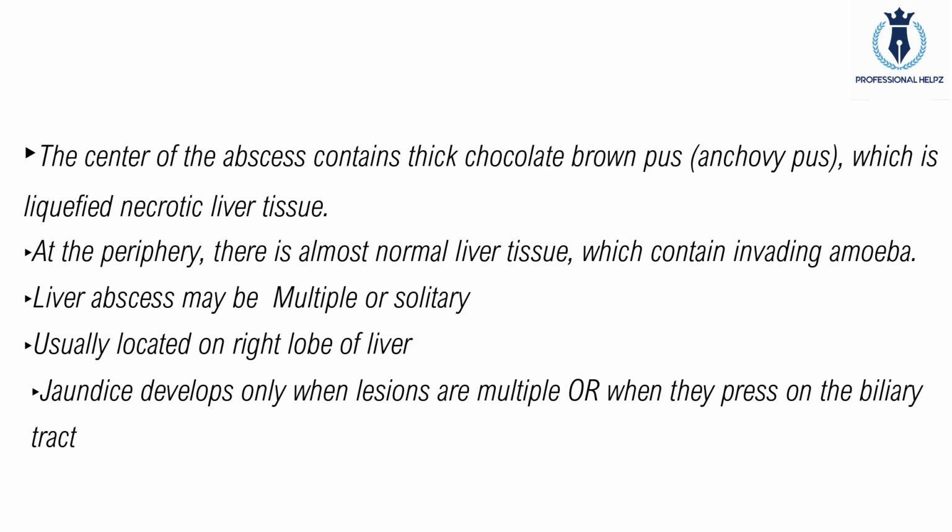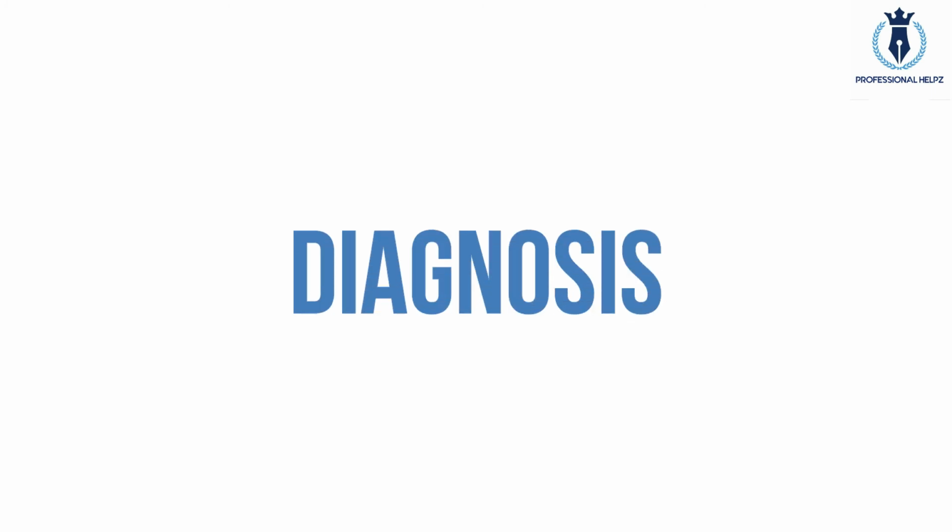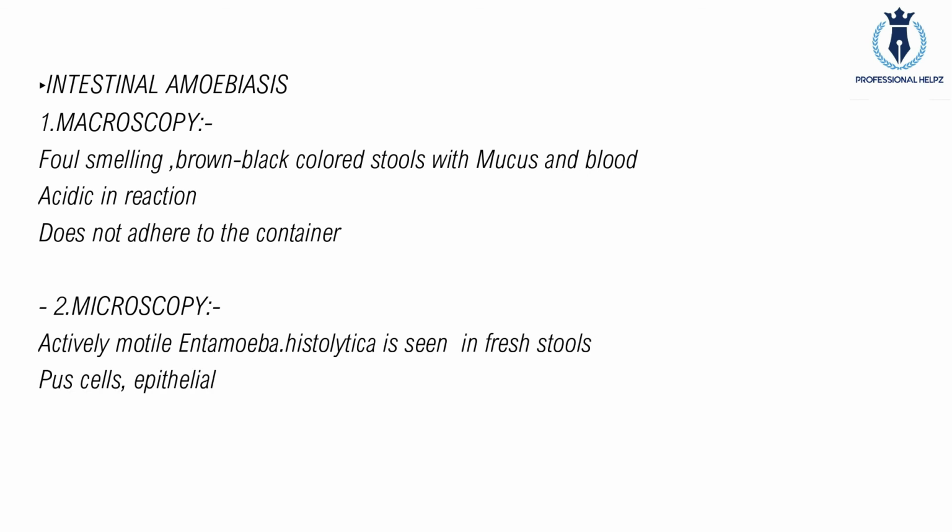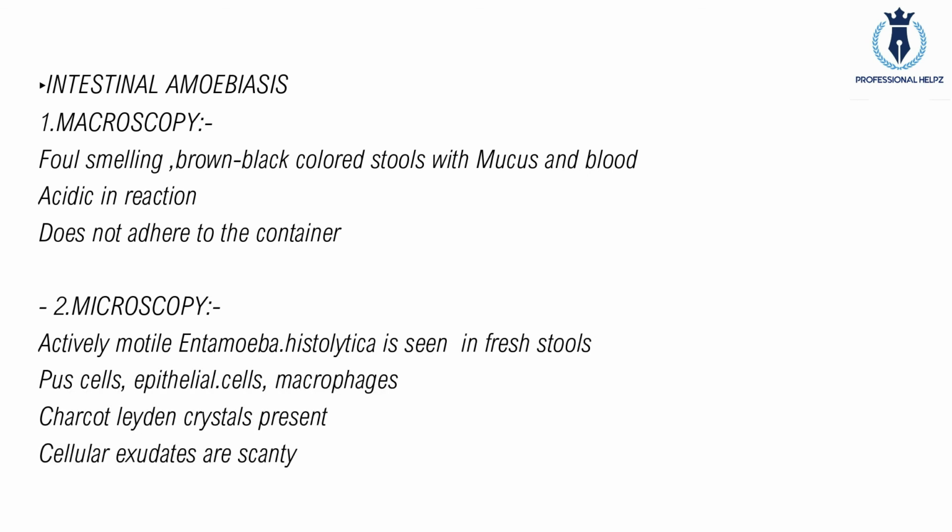It is usually located in the right lobe of the liver. Jaundice develops only when lesions are multiple or when they press on the biliary tract. Now let us see how the diagnosis is done for intestinal amoebiasis. The stool findings are foul-smelling, brown-black colored stools with mucus and blood, acidic in reaction, and not adhering to the container.